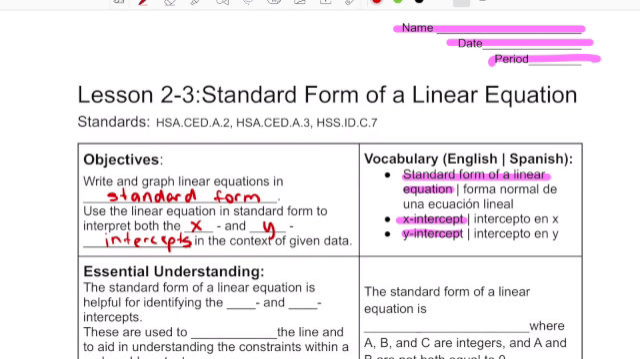The essential understanding is that the standard form of a linear equation is helpful for identifying the x and y intercepts, and they are used to graph the line and to aid in understanding the constraints within a real-world example and context. The standard form of a linear equation is ax plus by equals c, where a and b are integers and a and b are not both equal to 0.